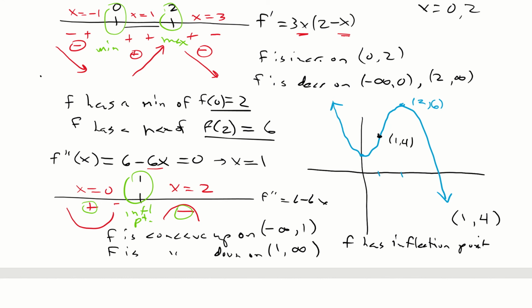So what does that mean graphically? It means that the curve, you see the concavity to the left of 1 is up, and then the concavity is bending down. And that's all she wrote about this particular polynomial.